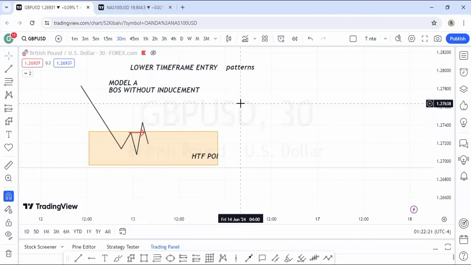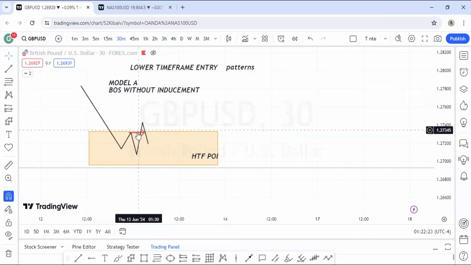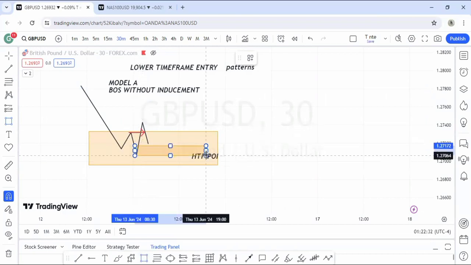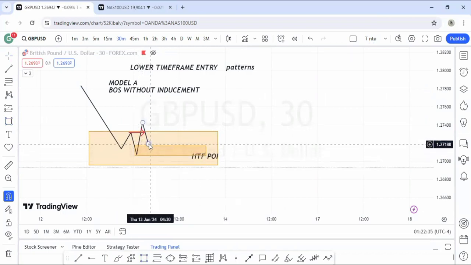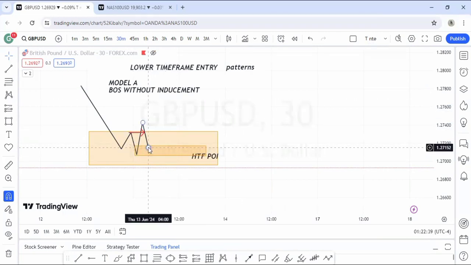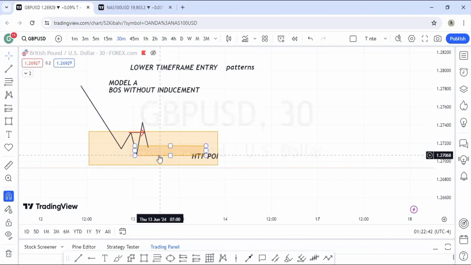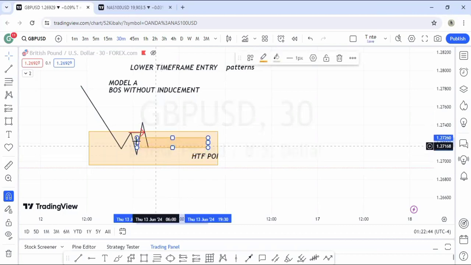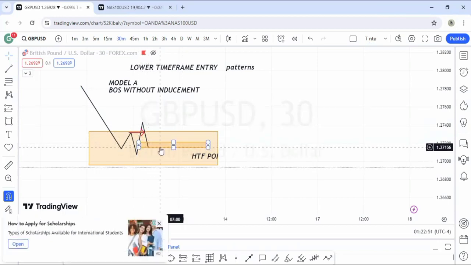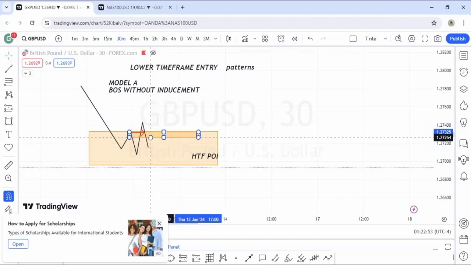Now, in this model A, there are various ways you can play this. You can play the last down candle, which can become your entry. Or in some scenarios there can be an imbalance, and then you play the imbalance as your entry. Sometimes price can create an imbalance and that imbalance becomes your entry. And finally, you can also play this breaker.